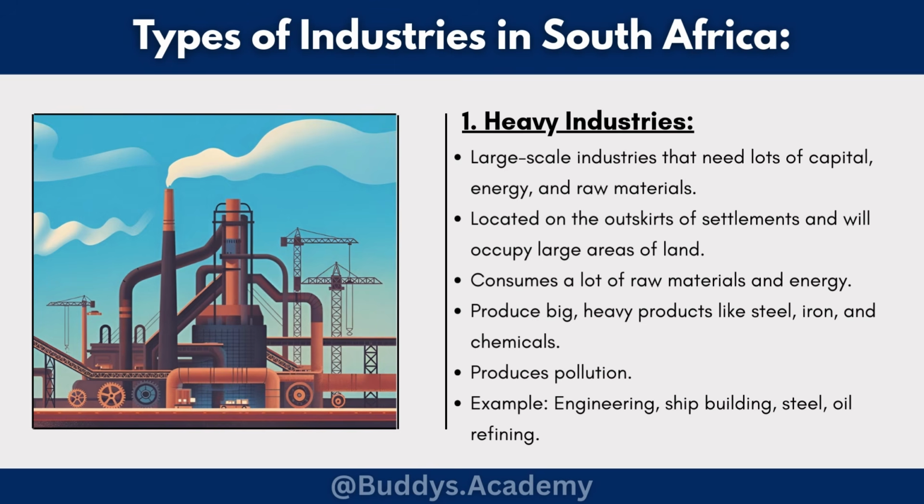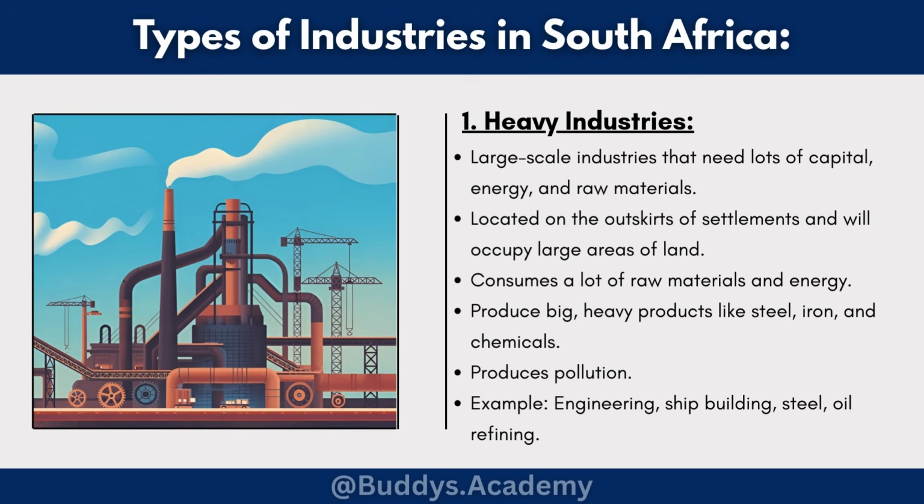And these are your large-scale industries that are going to need lots of capital. So things like money and machinery, right? They're also going to need a lot of energy and raw materials. These heavy industries will be located on the outskirts of settlements and it's going to occupy large areas of land. It's also going to use a lot of raw materials and energy. It's going to produce big, heavy products like steel, iron and chemicals. However, it is going to produce quite a bit of pollution.